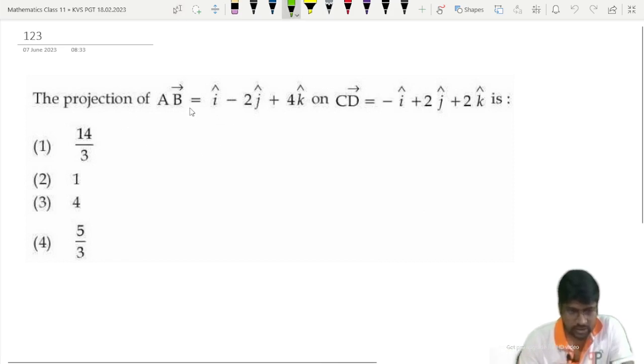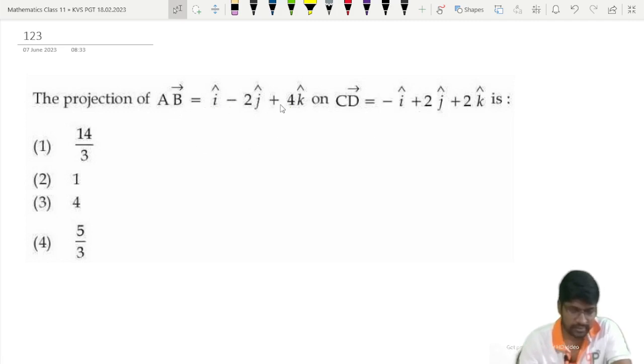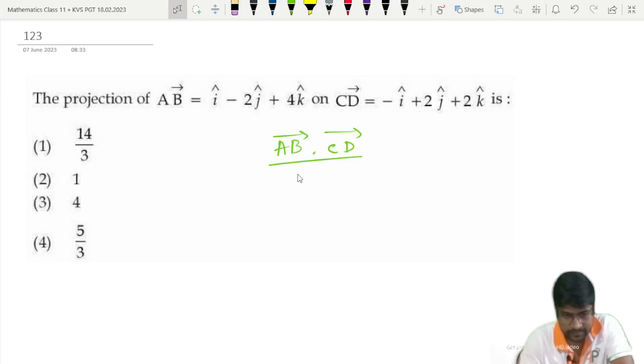The question is: the projection of AB on CD is what? This is also from the vector section. For this we also have a simple formula. The projection of AB on CD will be AB dot CD divided by mod CD. That is the formula for the projection of AB on CD. Now just put the values and simplify it.